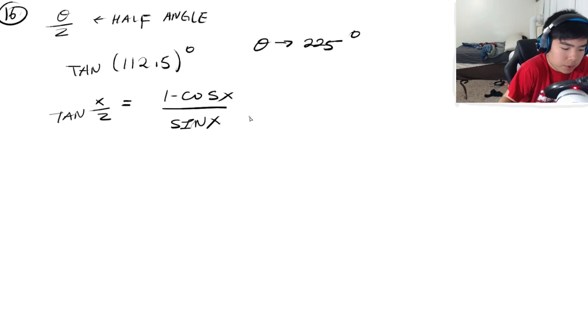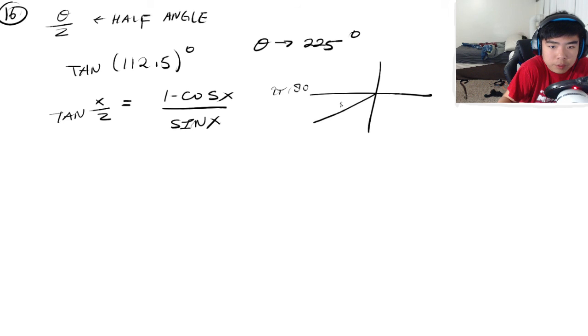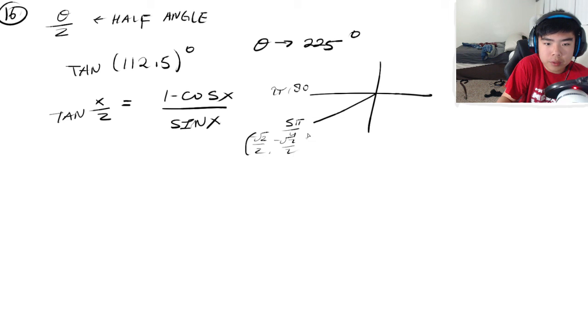Then you already know that in the unit circle, this angle 225, this is 180, and it's pi. And you add 45 right here, and 225 would literally be this one right here. So that angle would be, since this is 4 pi over 4, 5 pi over 4, and we need to find the cosine of that, which will be negative rad 2 over 2, and sine is negative rad 2 over 2.